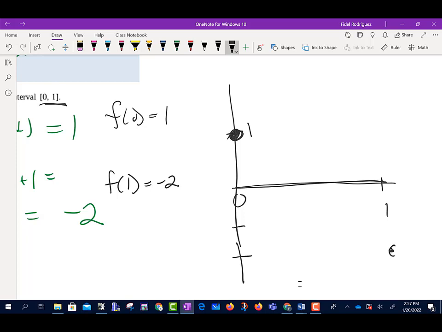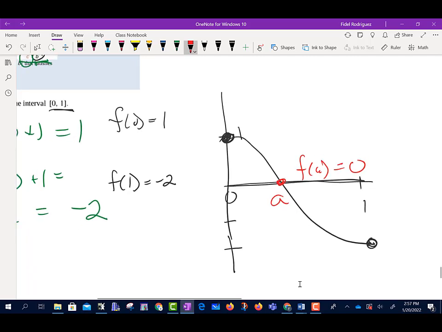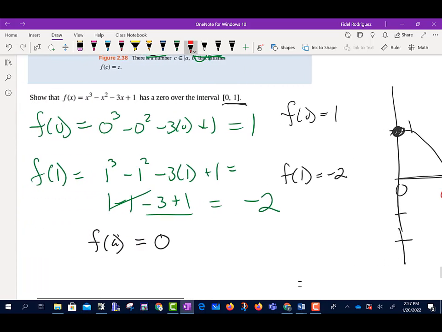When I connect these 2 points, I'm going to be able to do it without taking my pencil off the paper. So what does that mean? I don't know what it's going to look like, but it's going to do something like that, so that somewhere in here, there's the value a, so that f of a is equal to 0. That's what the intermediate value theorem tells me, okay? Alrighty.